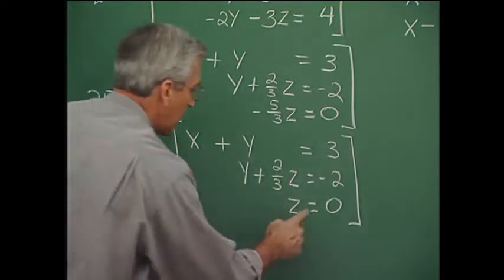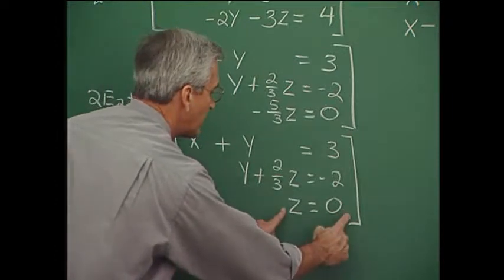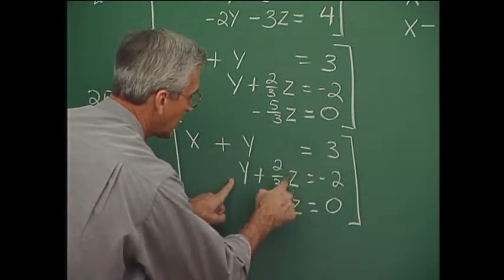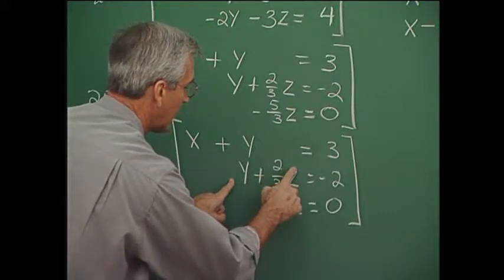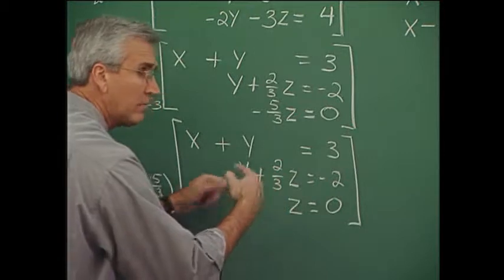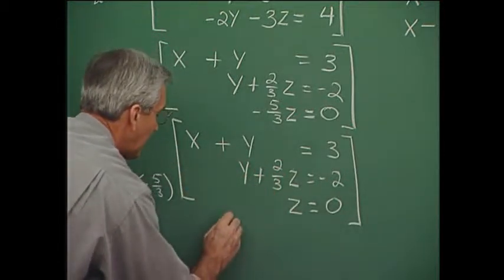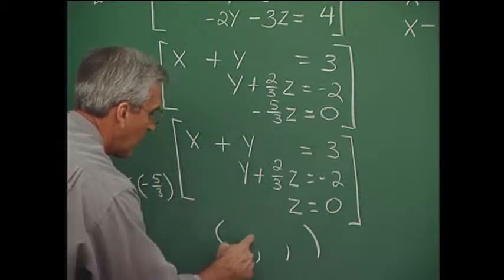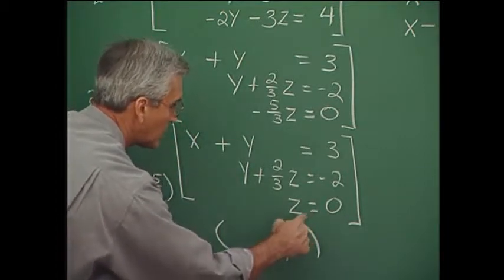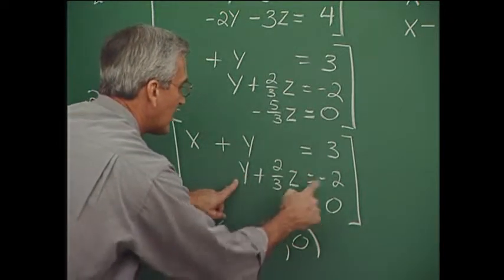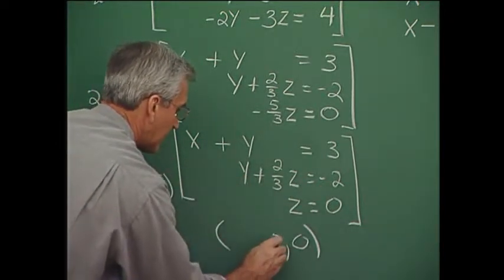Let's see. If z is 0, substituting that information into equation 2, replace this z with 0, this term goes out altogether. So y is negative 2. You know, I can begin to build my ordered triplet right now. I'm thinking, gee, I have an ordered triplet. I have a first component, second component, third component. Z is 0, so I can put that here. Y is negative 2. That goes here.